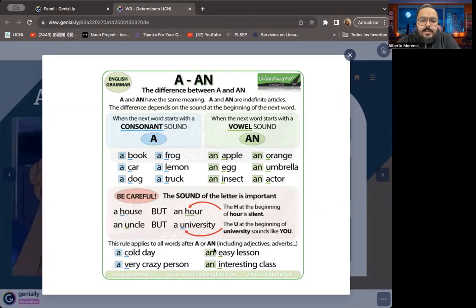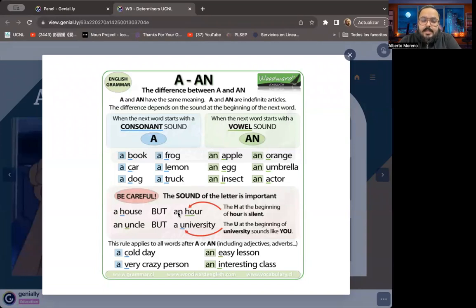Exceptions. Well, there are two exceptions. The exceptions are the letter H and the letter U. Okay? So, we use a when the letter H is pronounced. For example, a house. In house, the letter H makes a sound. And we use an when the letter H is silent. For example, in hour. It doesn't make a sound. We don't say "hour" because it doesn't make sense. We pronounce this word as "our" without the letter H. It's silent. So that's why we have to use an.